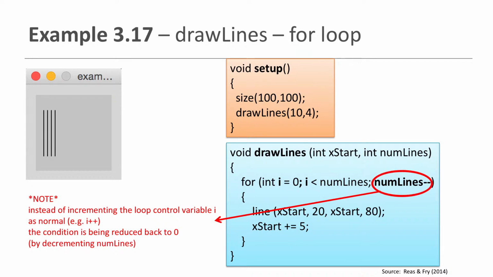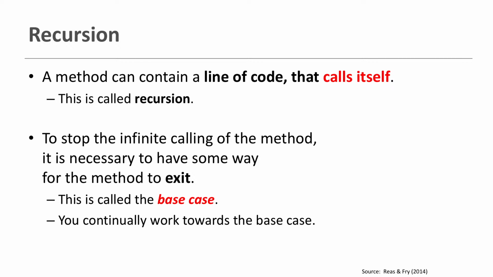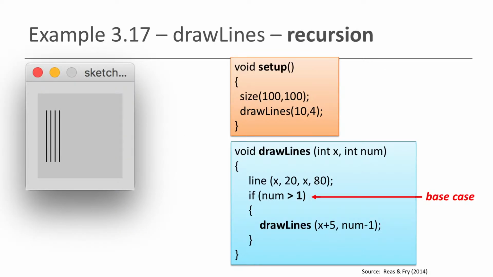So this is something we've seen before. Now we're going to introduce recursion. A method can contain a line of code that calls itself. This is how we define recursion. A method can contain a line of code that calls that method. To stop the infinite calling of the method, it's necessary to have some way for the method to exit. This is called a base case, and you continually work towards a base case. So let's look at the same problem again, but this time with recursion.